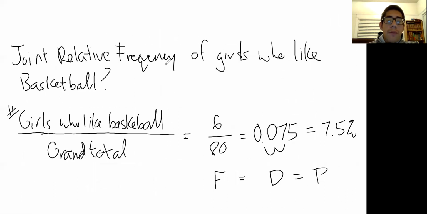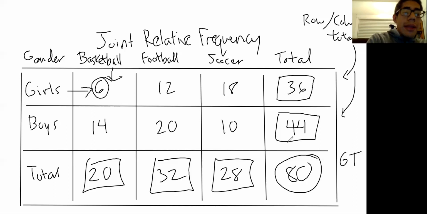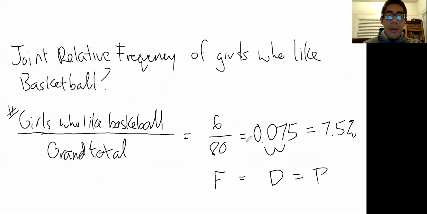The joint relative frequency of girls who like basketball is the number of girls who like basketball, right? Now let's go back. The number of girls who like basketball, right? Because remember, this is going down, then this is going left and right. So what that means is that the number we want is going to be 6 here. The number of girls who like basketball is 6. Okay, that's our numerator. That's where we get this from right here.